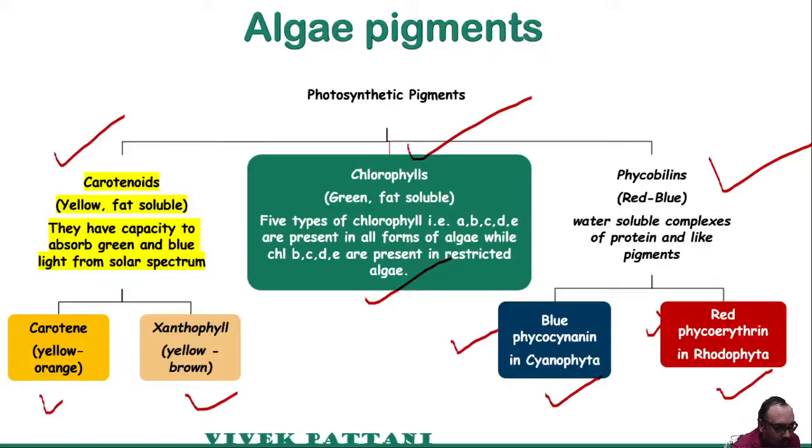Okay, so the different types of pigments basically have different roles in the case of algae, and all these pigments, especially the carotenoids, can help the algae to photosynthesize.